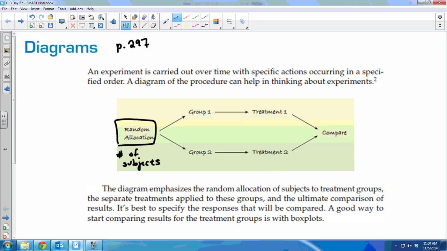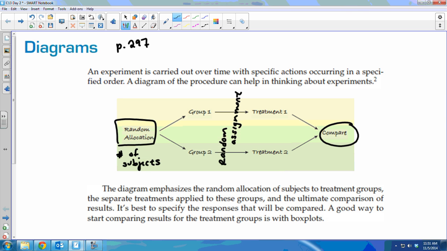Once you've assigned subjects to groups, you're going to randomly assign them to treatments. You aren't just going to say, this group over here is going to get a placebo, and this group over here is going to get this treatment. That introduces bias for like personal decisions. So you always randomly assign your groups to treatments. Then after the experiment is conducted, you can go back and you can compare your results from the treatments.